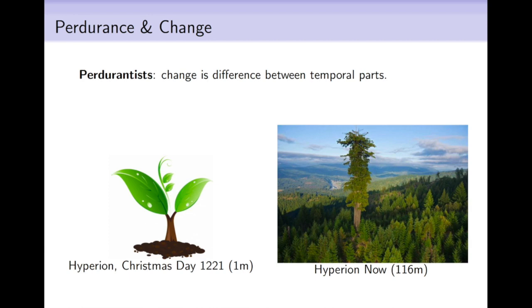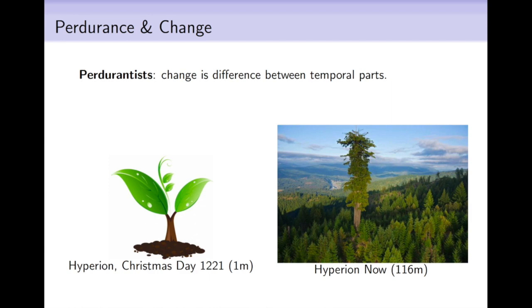So what's the Perdurantist going to say? Well, the Perdurantist is just going to say, look, there are many temporal parts of Hyperion. There's a temporal part of Hyperion that existed on Christmas Day 1221 that had the property of being a meter tall. And there's a temporal part of Hyperion that exists now that has the different property of being 116 meters tall.